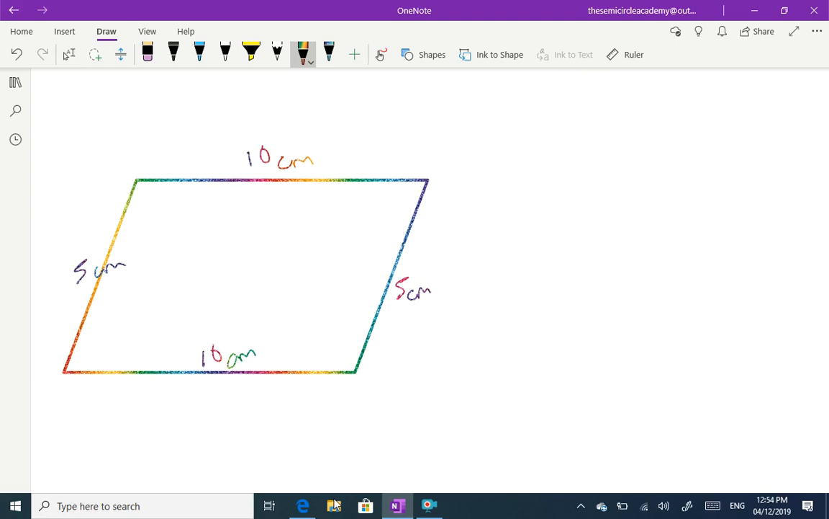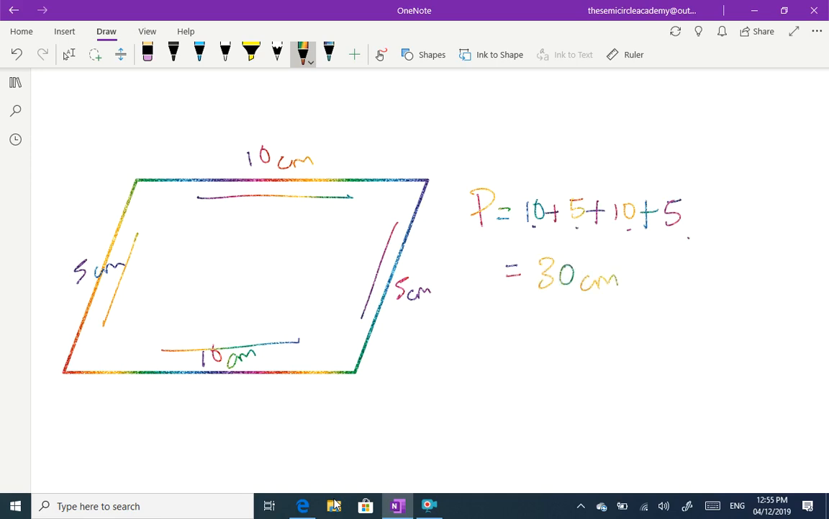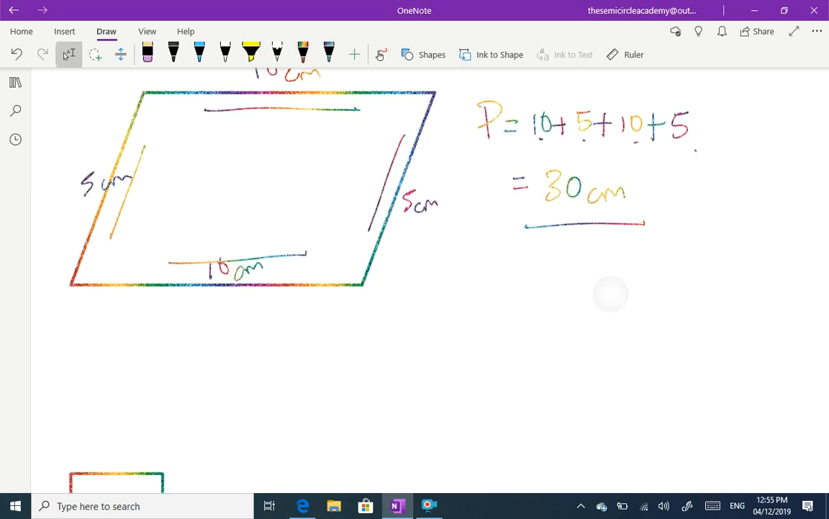So the perimeter of this shape will be simply the distance. So I'm taking this 10 and I'm gonna add this 5, and then I'm gonna add this 10, then I'm gonna add this 5. So 10 and 10 is 20, plus 10 is 30 centimeters. So the perimeter of this shape is 30 centimeters, and that's just the distance around the shape, right?